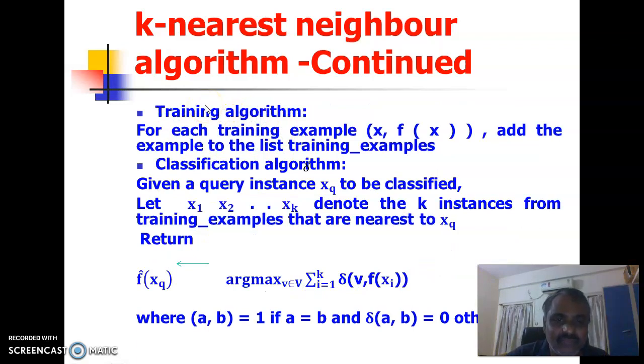Now we state this algorithm. We will divide this into a training algorithm and a classification algorithm. As we discussed before, the training algorithm is a very simple one. For each training example (x, f(x)), add the example to the list training_examples. That's all, just putting it into memory. Now the processing comes here, the classification algorithm. Given a query instance xq to be classified, let x1, x2, and so on, xk denote the k instances from training_examples that are nearest to the query point xq.